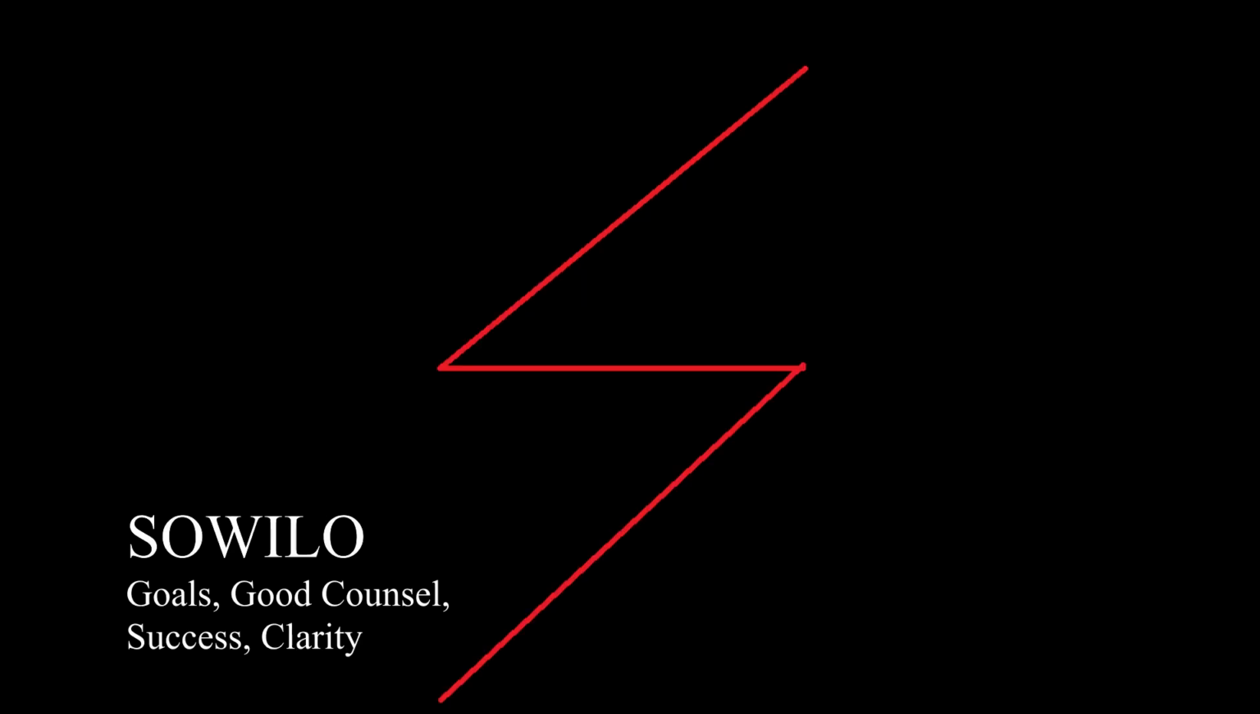And the final rune in this Aett is Sowilo, the S rune. The key words for this rune are goals, good counsel, success, and clarity. This rune also does associate and deal with the sun.